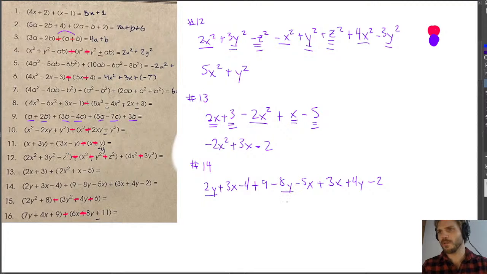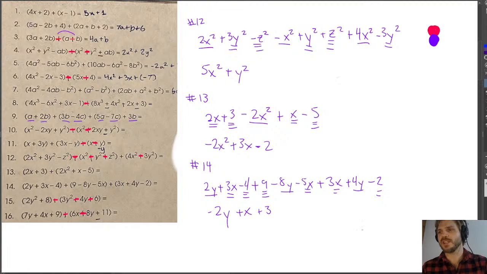We've got a y, and we've got a y. So 2 plus 4 is 6, minus 8 is negative 2. Then we've got 3x, we've got negative 5x, and we've got 3x. So 3 plus 3 is 6, minus 5 is 1. So 1x is just x. We'll just leave it as that. We've got 4. We've got 9, so these are our constant terms. We've got negative 2. So negative 4, negative 2 is negative 6. 9 minus 6 is 3.